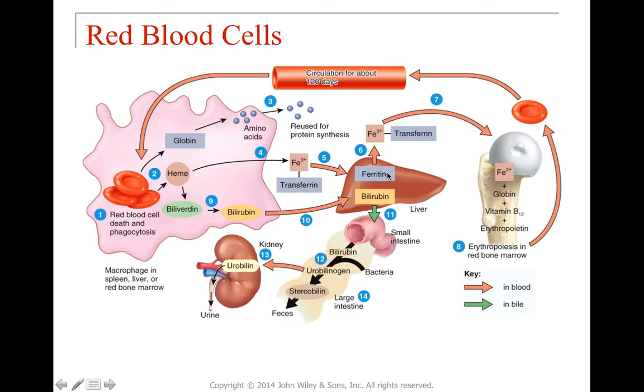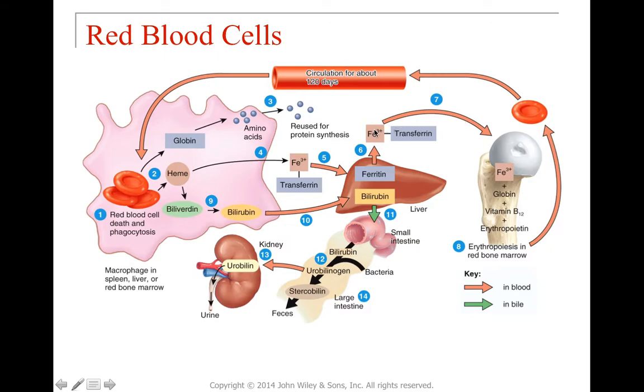And ferritin is also going to make its way to the liver, and then it's going to end up with that Fe transferrin again, which is going to end up heading back into the bone marrow, where it's going to be used, right, that Fe3+ is going to be used in the addition of globin and vitamin B12 and erythropoietin, which is a specialized molecule which helps create red blood cells, so it helps with erythropoiesis.